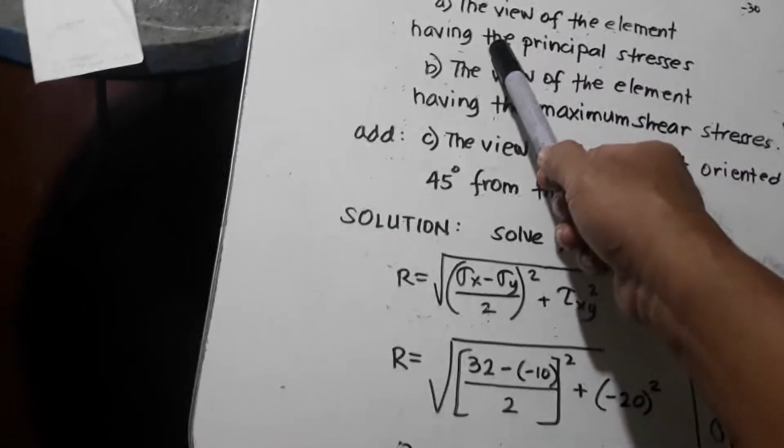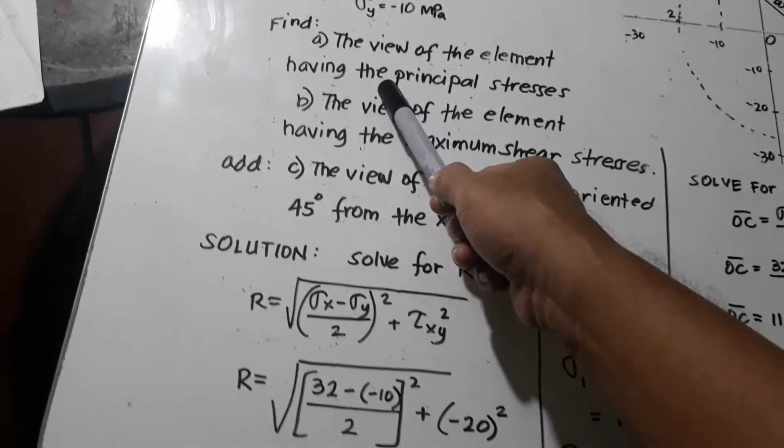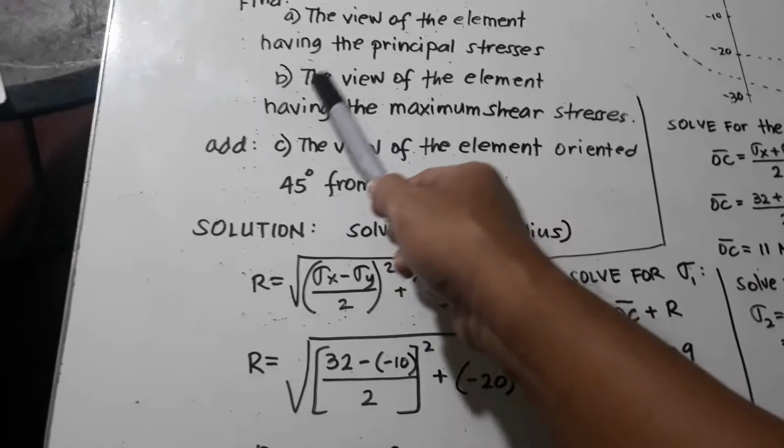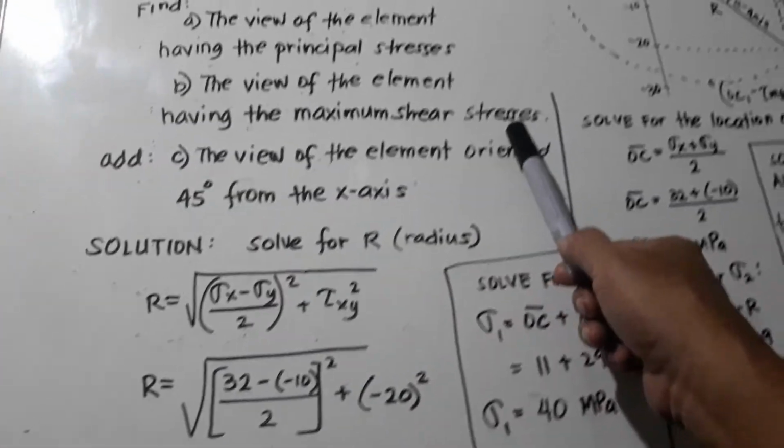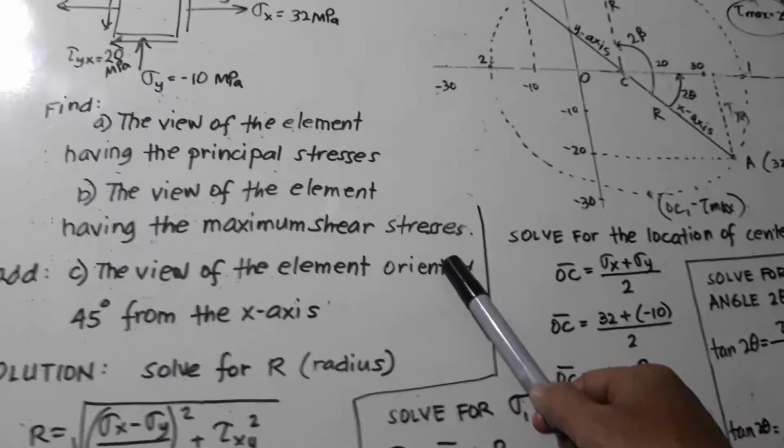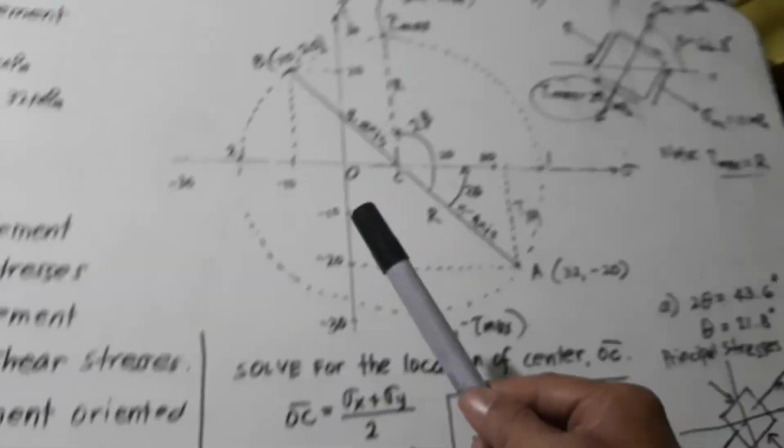We need to find, for letter A, the view of the element having the principal stresses, and for letter B, the view of the element having the maximum shear stress. So the first part of the problem is to construct the Mohr circle.